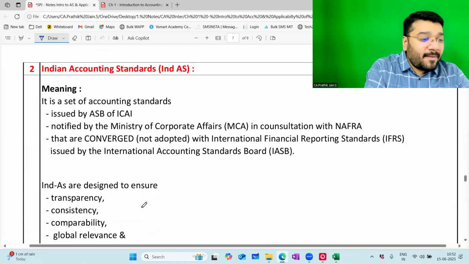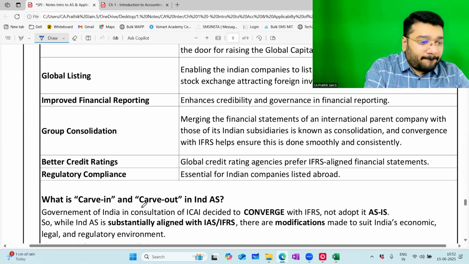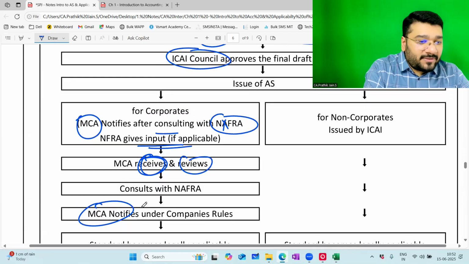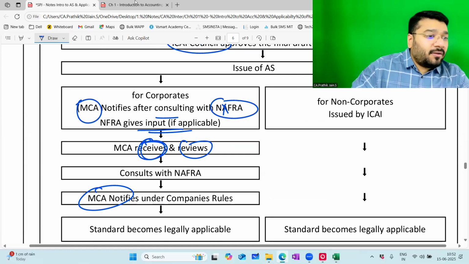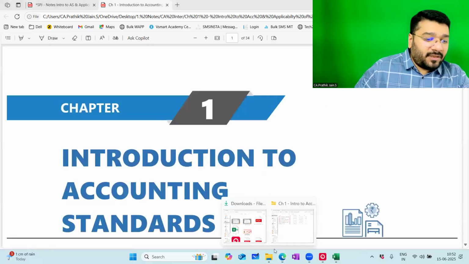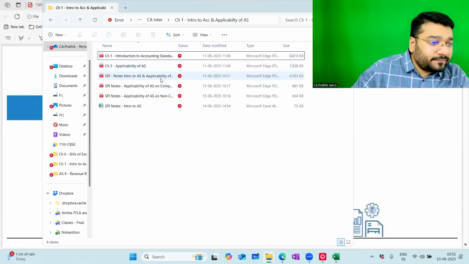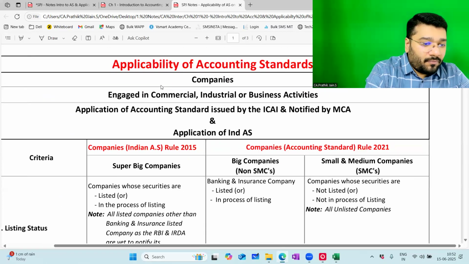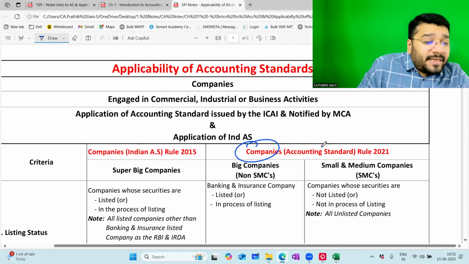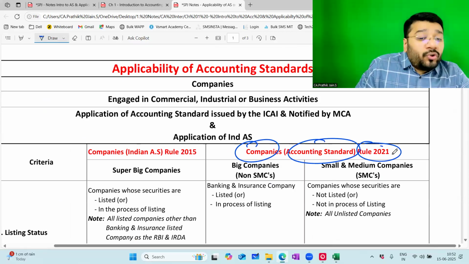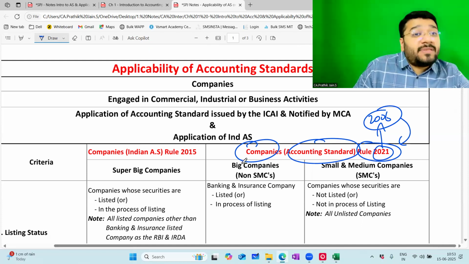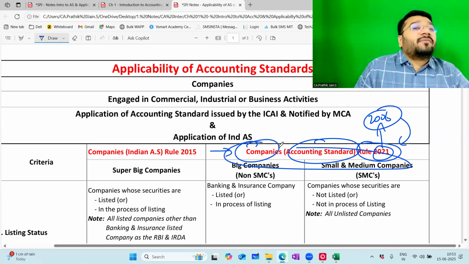Companies... now it is 2021, that's right. One second, I'll just show the document. MCA will show that under the Companies (Accounting Standards) Rules, 2021. Before 2021 it was 2006, then later this was modified to 2021. So if you want to see what accounting standards are notified by MCA, this is the place where we go and check for the notification.